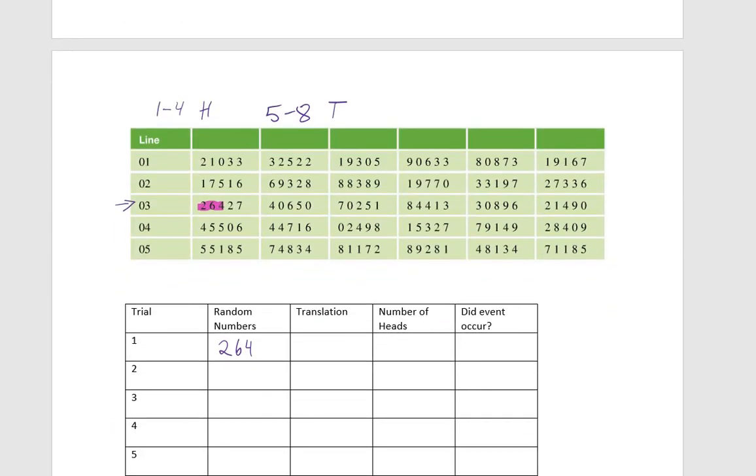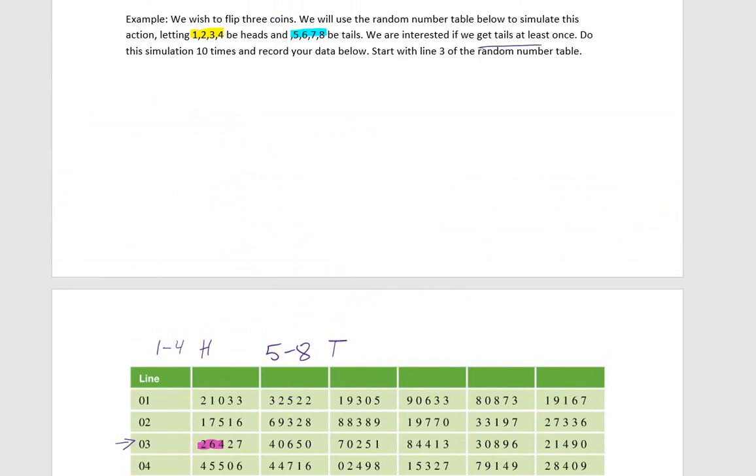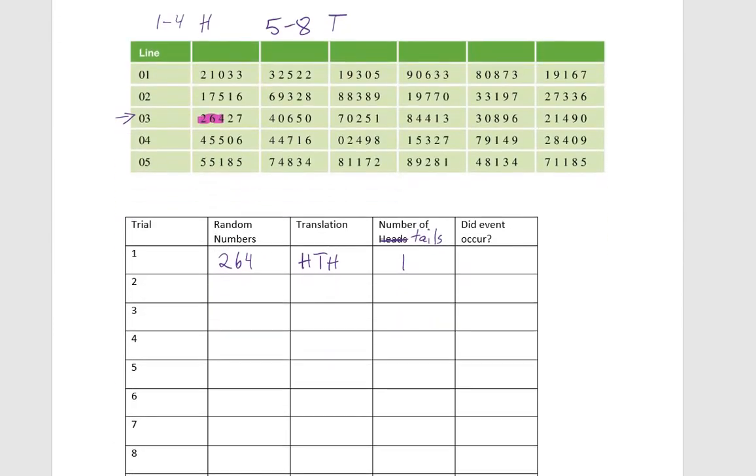So a 2 would denote heads, a 6 would denote tails, and a 4 would denote heads. So the number of tails that I see is 1, and did the event occur? So remember, I was interested in getting tails at least once, so did that event occur? Yes.